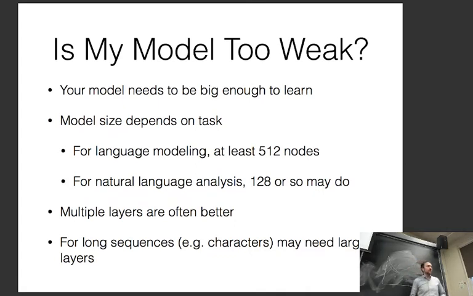Also, for very long sequences, if you're using recurrent neural networks, you often need larger hidden node sizes. You need larger sizes in your RNN. So for example, if you want to build a word-based language model, 256 or 512 might be enough. If you want to build a character-based language model, you'll want something like 1024 or something bigger. Anybody know why?